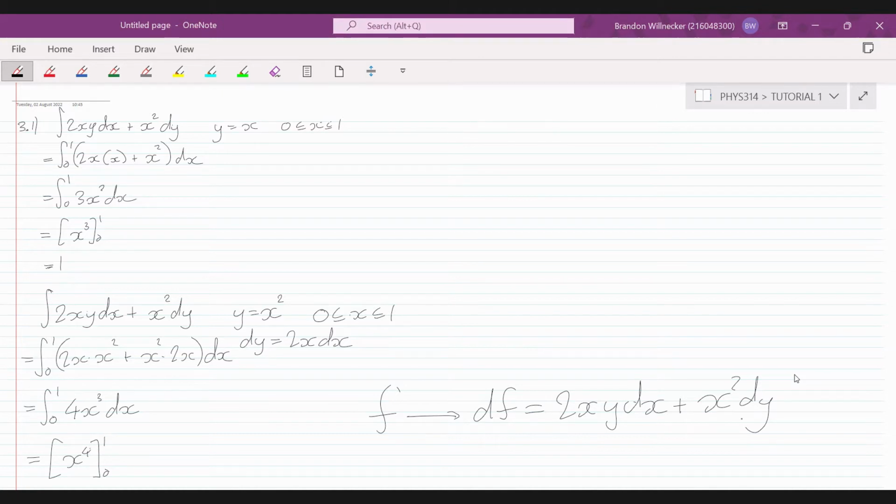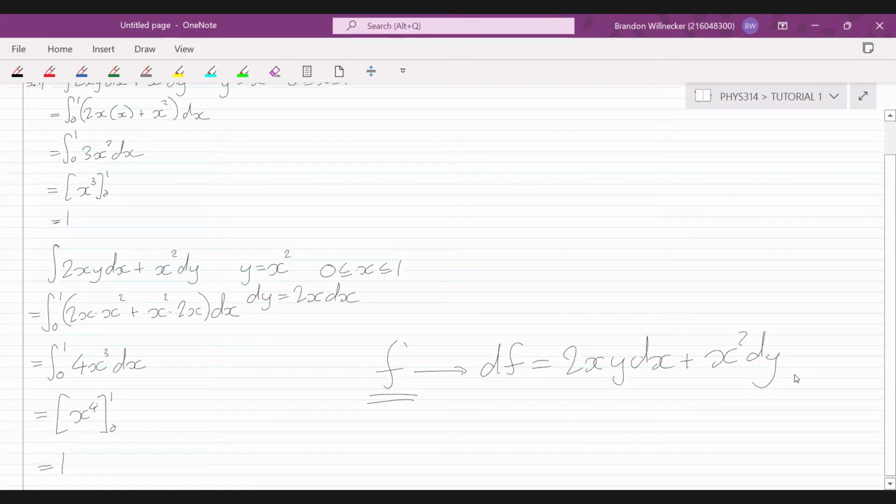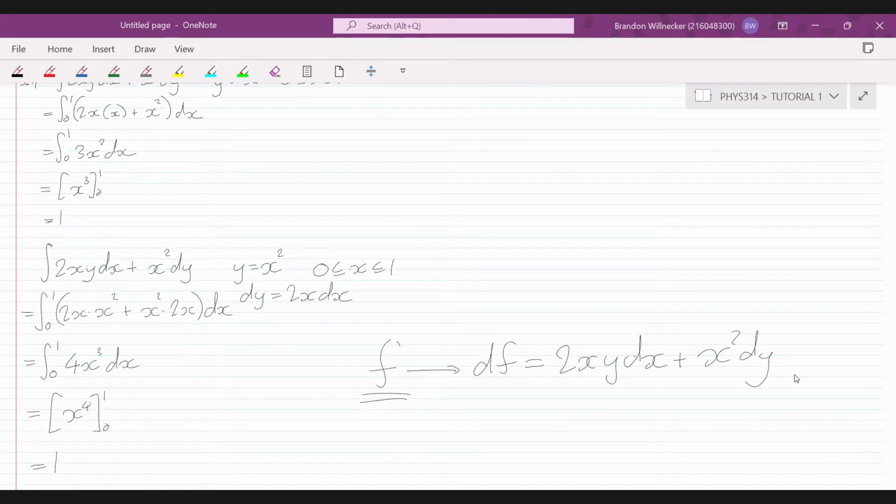Okay, so yeah, that's because this is exact. So if you know the function, we just need to evaluate it at the endpoints and we get our answer. Or if you take any path between the endpoints, we should also get the same answer. Okay, any questions on this?